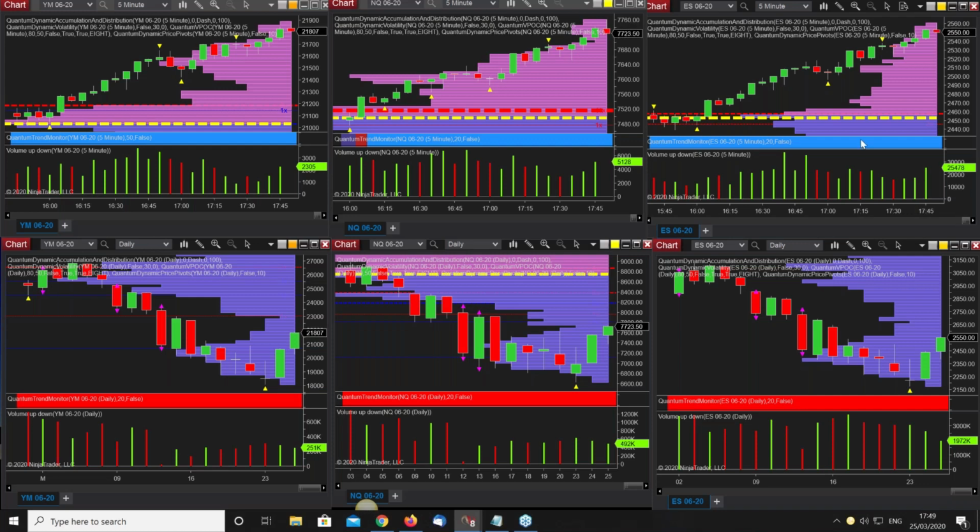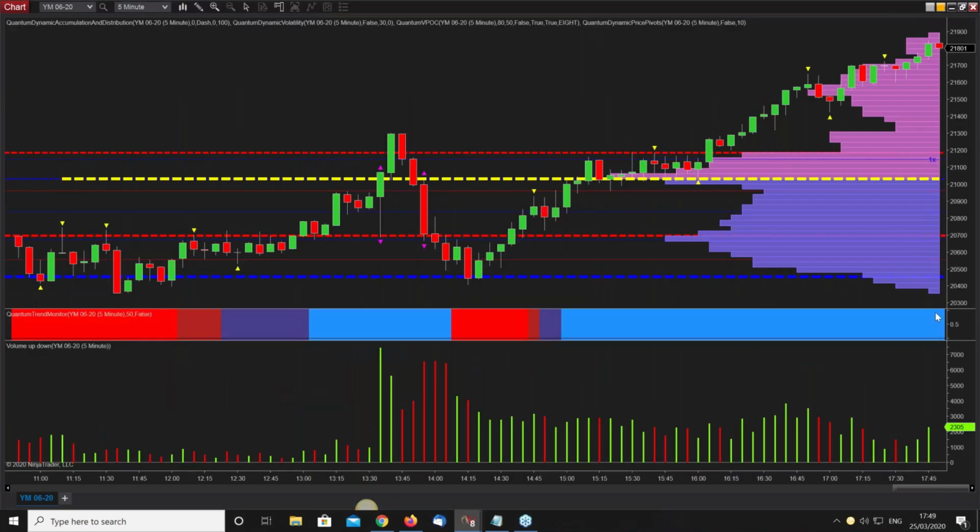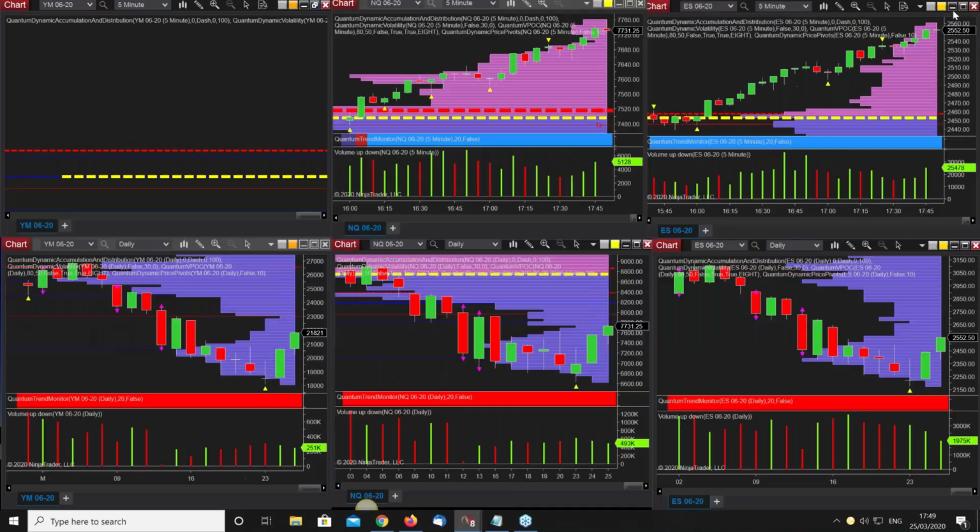All pretty much ticking along nicely. Nice little move here, nice little VPA lesson there: rising volume, rising price. That's what you want to see. Got price going up nicely. Nothing particularly scary. And as I said, we're coming up to a low volume node here, so there's nothing particularly in terms of volume or price to hinder the move right now.